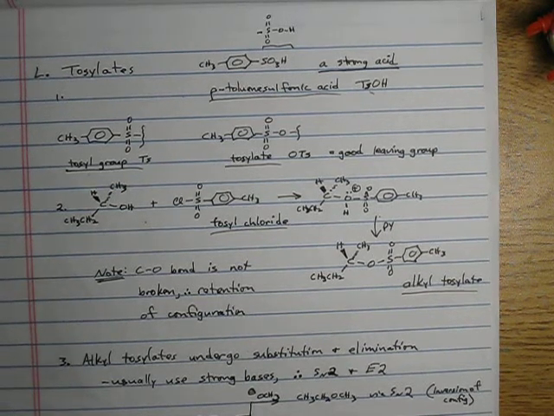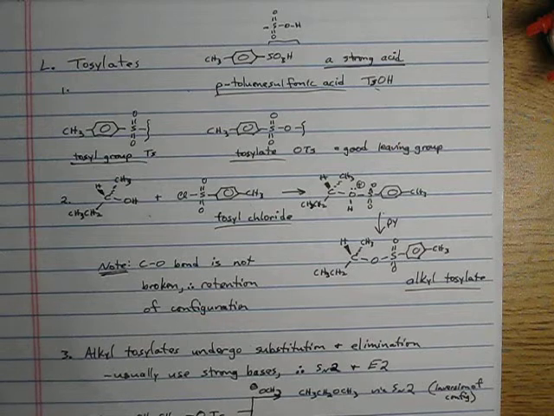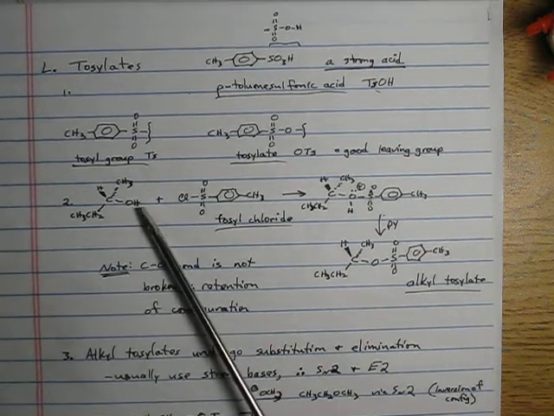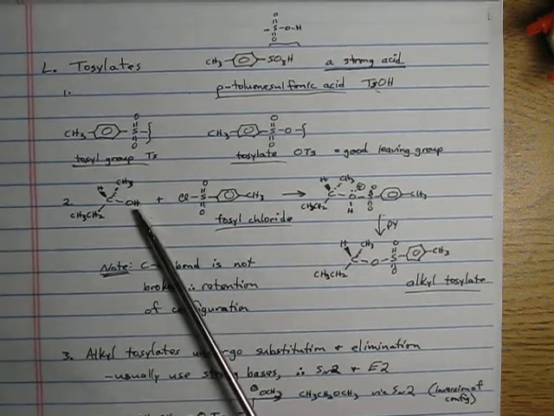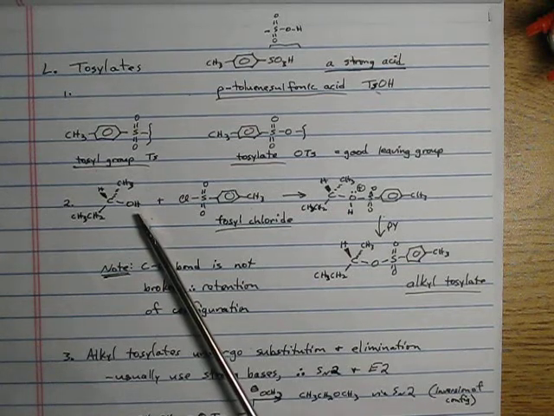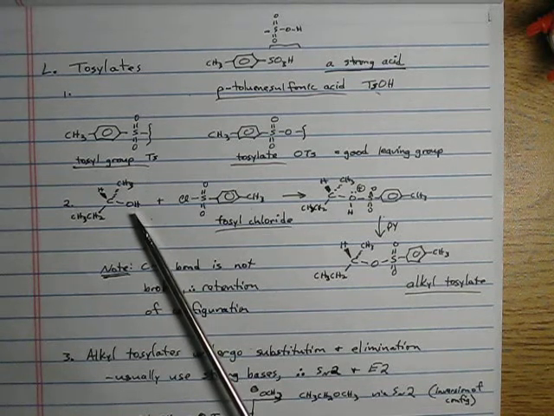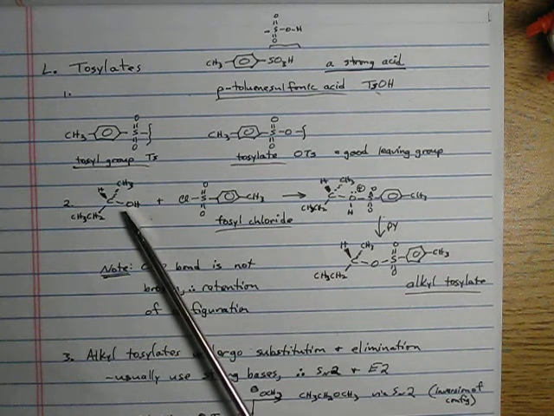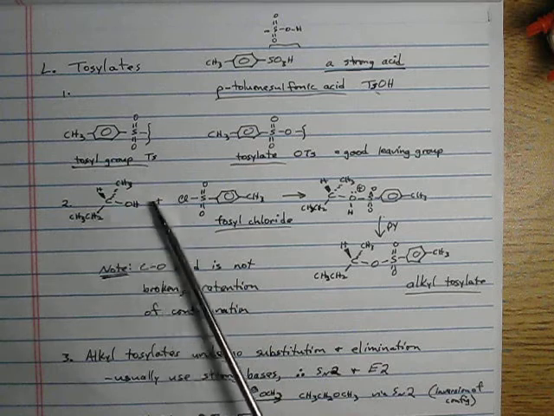Turns out there is a nice way, some folks like it, of turning an alcohol. Recall OH minus, poor leaving group. We've been making it a good leaving group by protonating it. That's one thing you could do. We've made it a good leaving group by turning it into an alkyl bromide with PBr3 or alkyl chloride with SOCl2 and pyridine. You can also make it a tosylate.